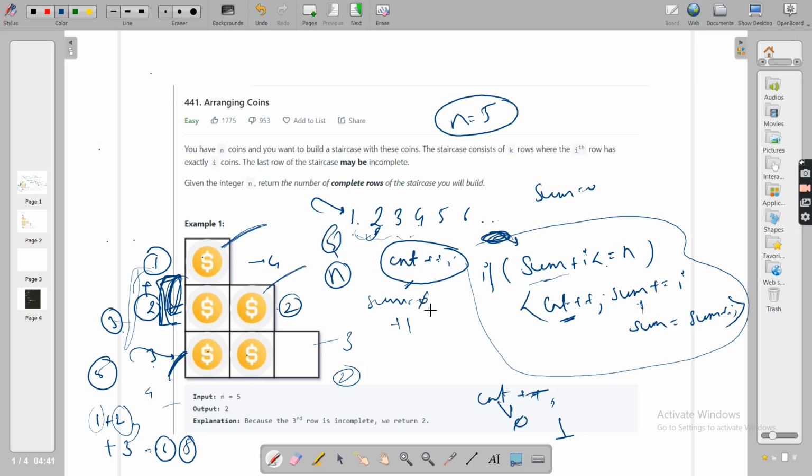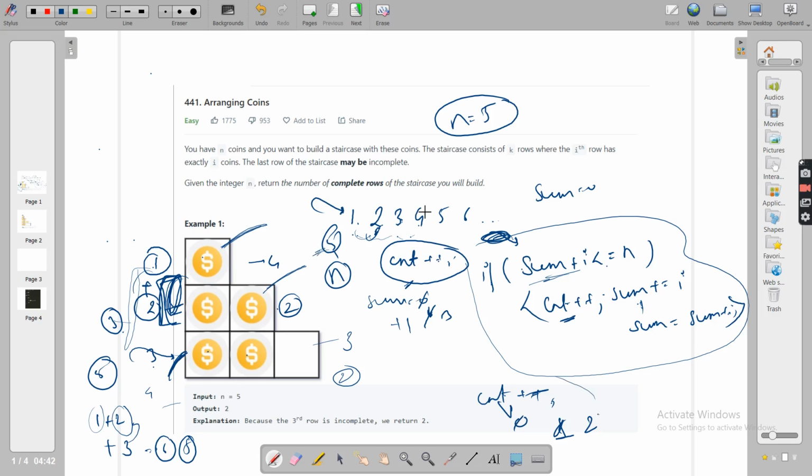Now your sum became 3; initially it was 1. 3 is lesser than 5, so you had incremented count to 2. Now you got this 3, so 3 plus this sum is 6. Now 6 is obviously greater than this 5.